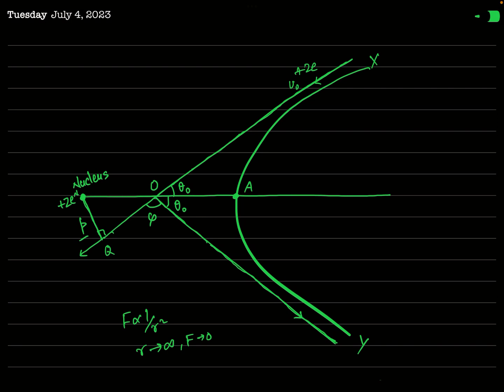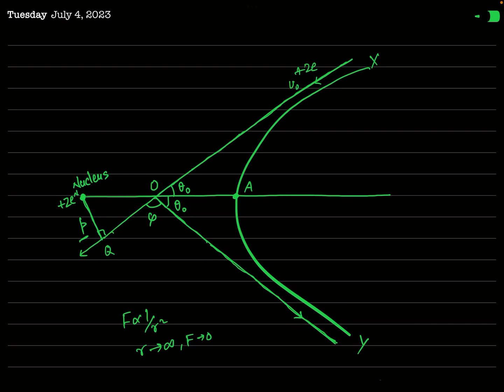This is the least distance, or the perpendicular distance, of the initial direction of motion of our projectile from the center of force or from the center of scattering. Okay, so what is this P? P is the impact parameter.